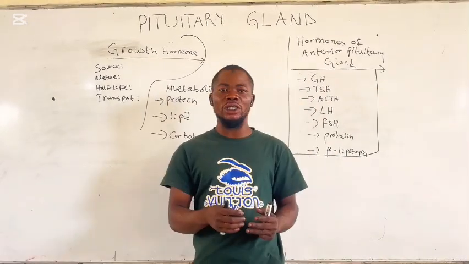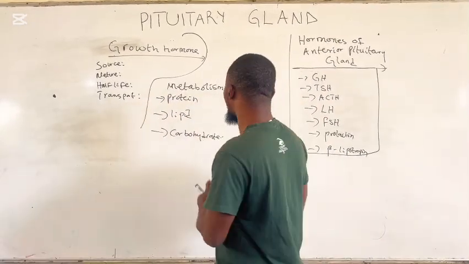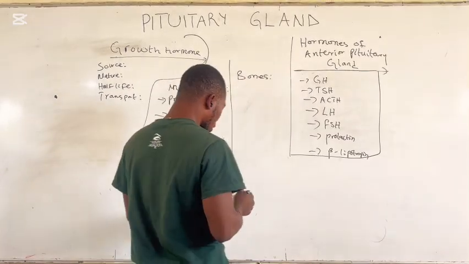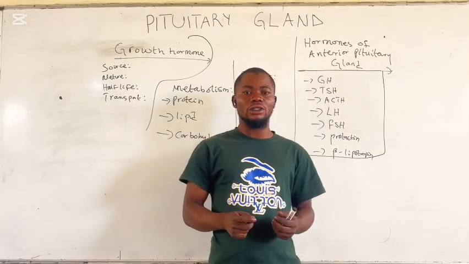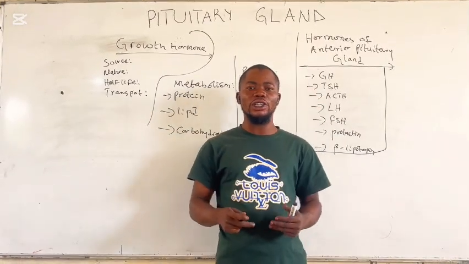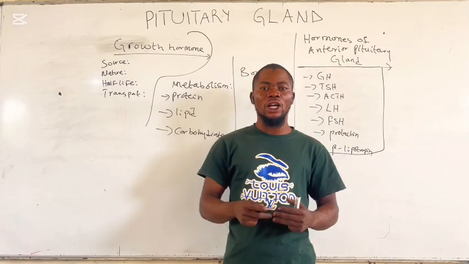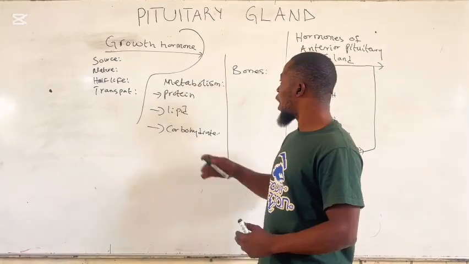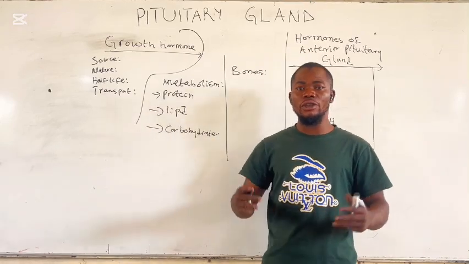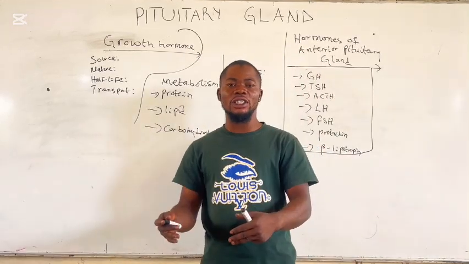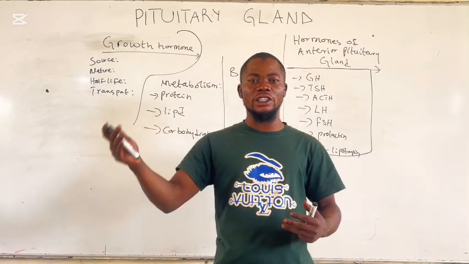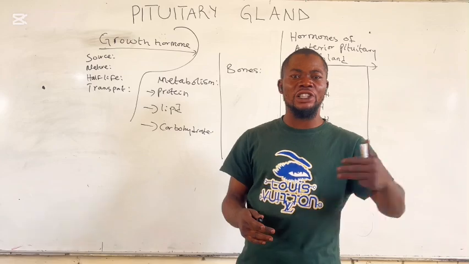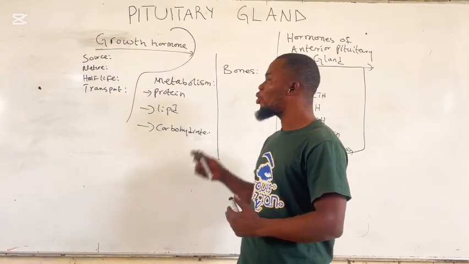Another function of growth hormone is that it also acts on the bones. In early development, growth hormone is responsible for the differentiation of bone cells and also helps fusion of the shaft together with the epiphysis. Hypersecretion of growth hormone before the fusion of the shaft and the epiphysis will lead to a condition called gigantism, while hypersecretion of growth hormone after the fusion of the epiphysis and the shaft will lead to a condition called acromegaly.